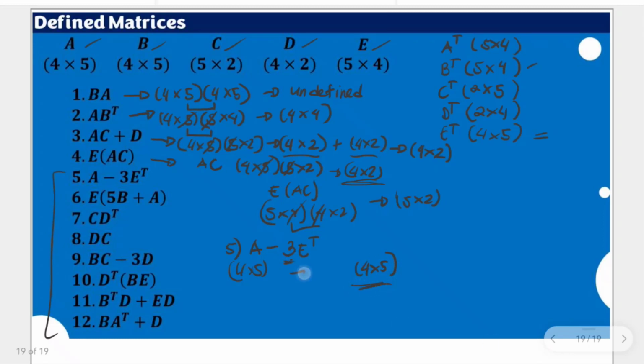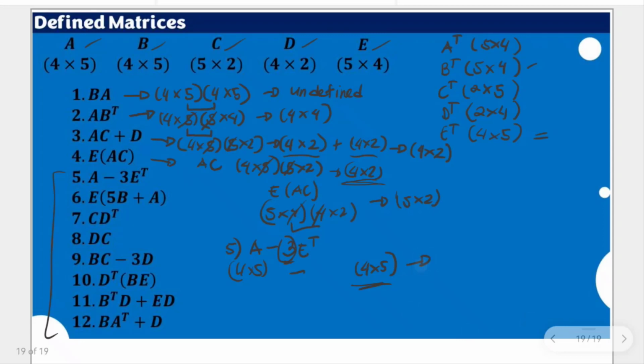So when you subtract, A is 4 by 5, and your transpose of E is also a 4 by 5. And again, even if you subject it to a scalar multiple of 3, it's still 4 by 5.